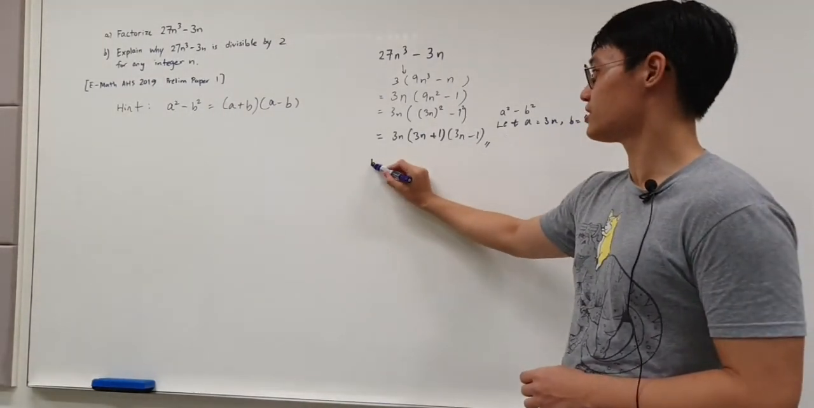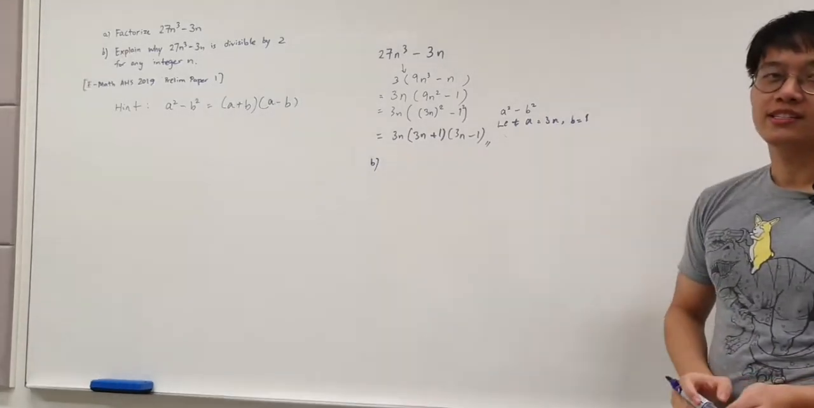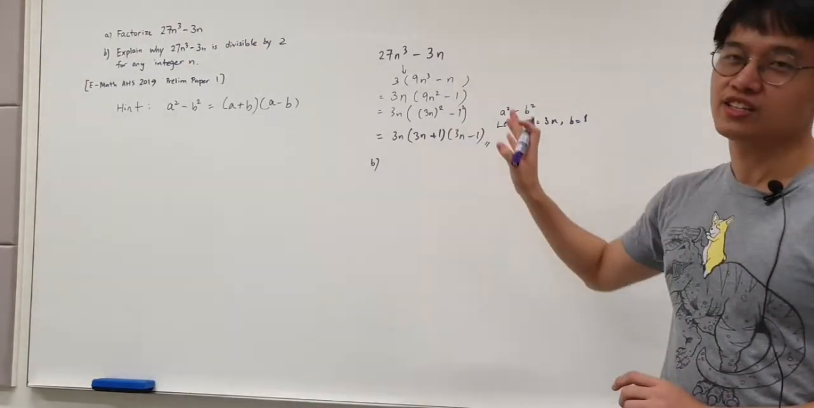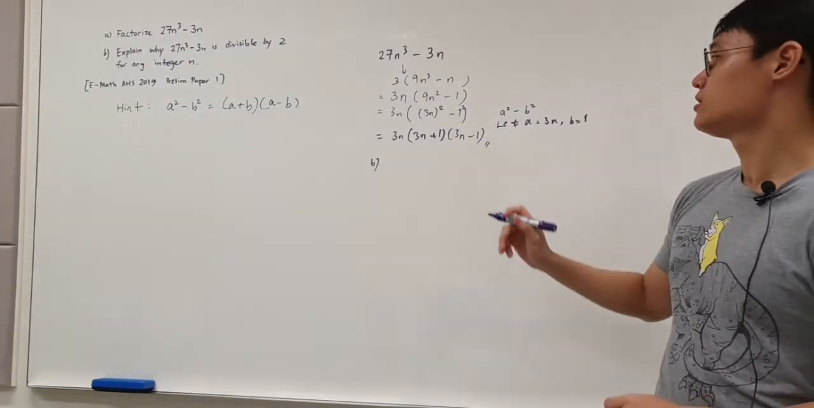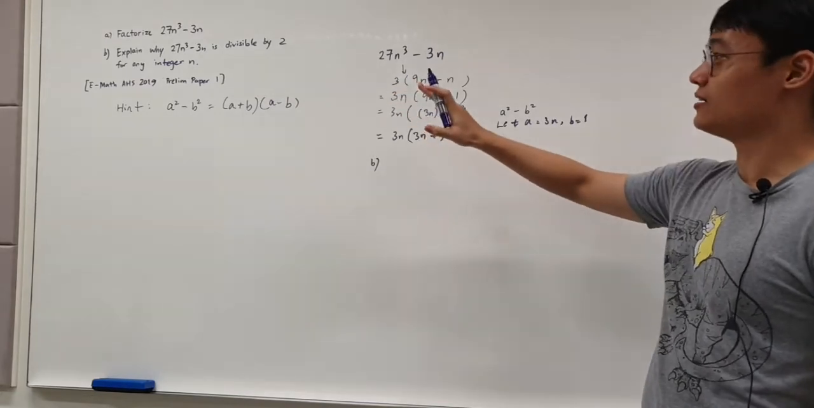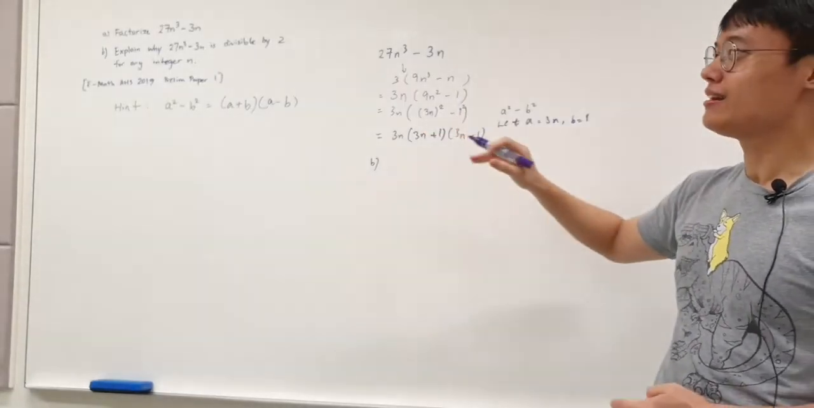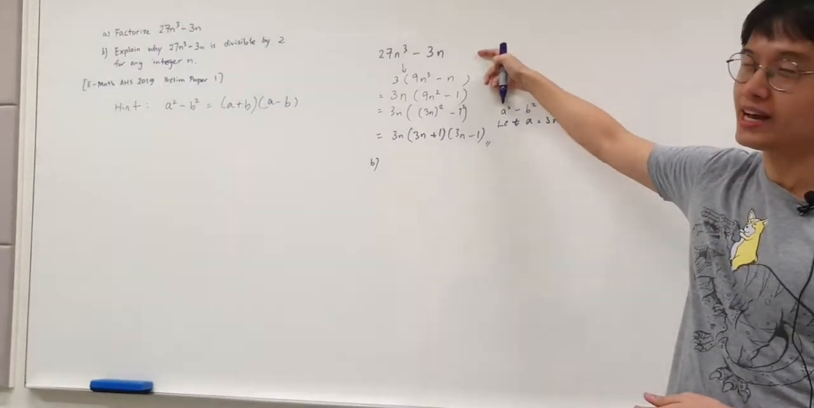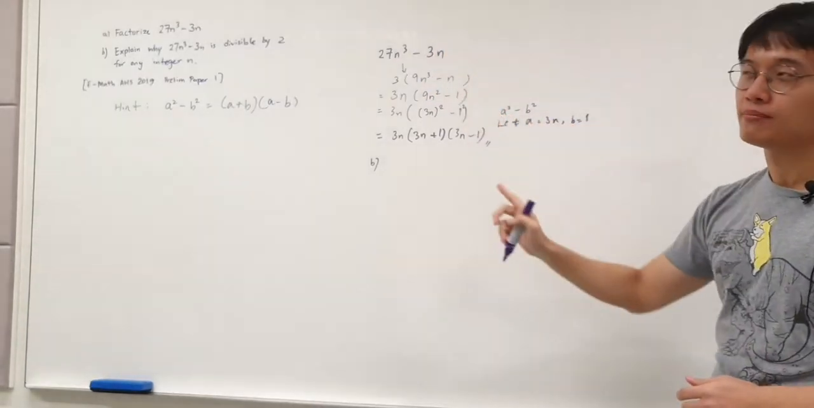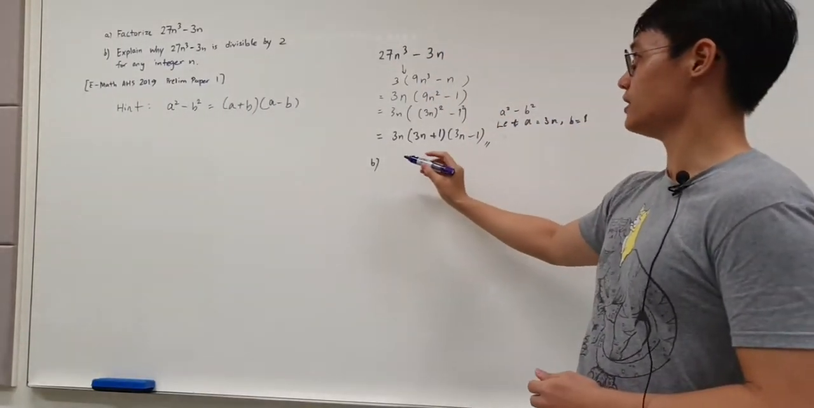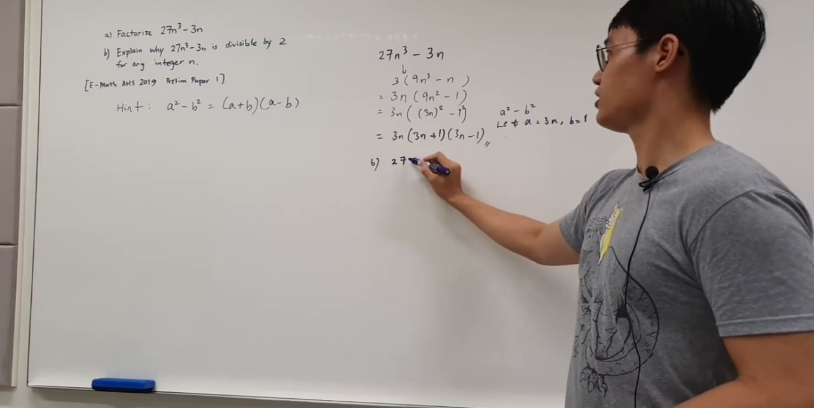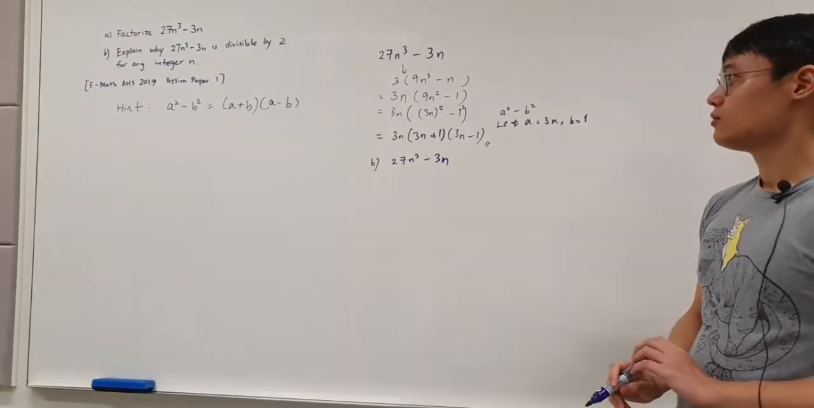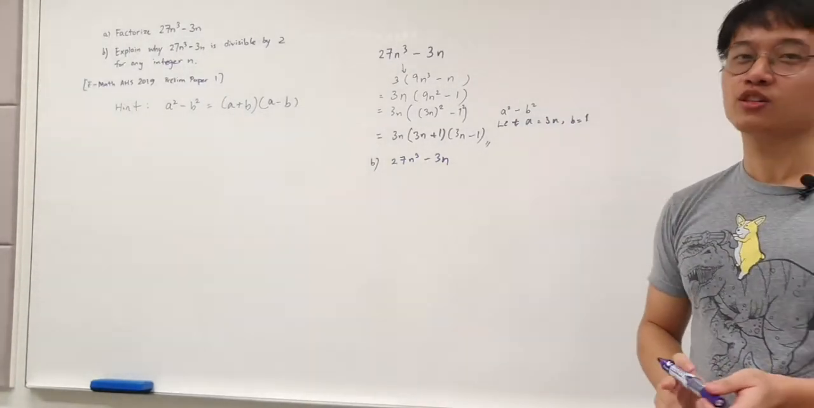Now let's work on part 2. Explain why 27n cubed minus 3n is divisible by 2 for any integer n. Given that this is part B, usually in part A you have done some work factorizing 27n cubed minus 3n. So now you're supposed to apply part A to part B. We're going to show that it's divisible by 2. Why is the factorized form very useful for us?